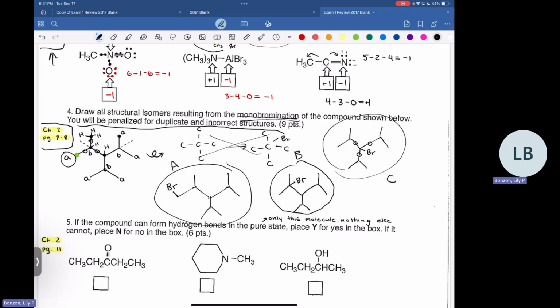Yeah, not for this one. You just have to show where you put the bromine. It wouldn't be considered wrong though.